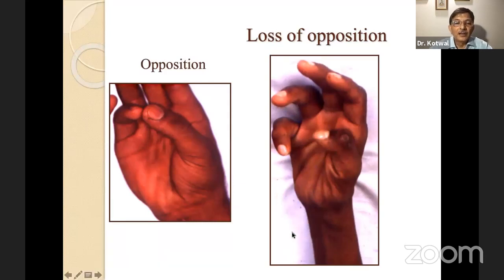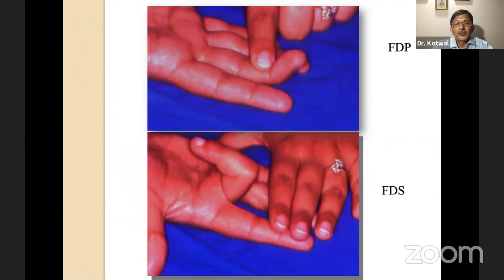The opposition, also the patient is asked to do the movement of opposition, and if there is a median nerve paralysis, he will not be able to do that. And you can also see, this is of course a patient with leprosy, but you can see there is so much wasting of the thenar muscles, and the patient is not able to perform the movement of opposition.